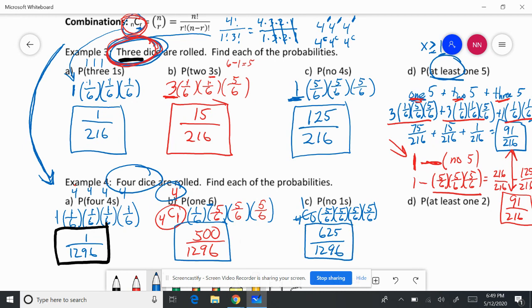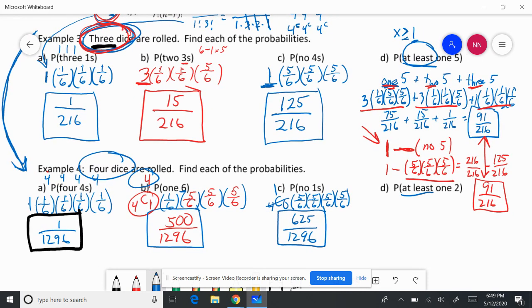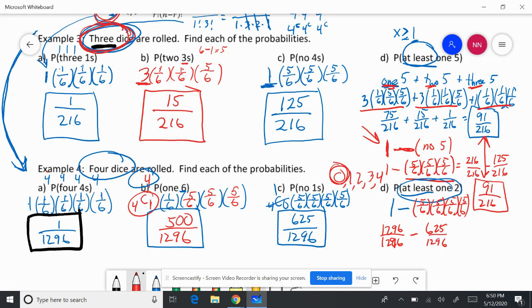Now, letter D, this is our last one. It says at least. At least means that we want the complement. So the complement would be 1 minus the probability of this not happening. If it wants at least 1, 2, that means 1, 2, 3, and 4, because we're rolling 4 dice. What's not on here is 0. So what we want are 0 2s or no 2s. That means we want the complement, which would be 5/6, 5/6, 5/6, and 5/6. That would be 1296 over 1296 minus 625 over 1296, and that gives us an answer of 671 over 1296.